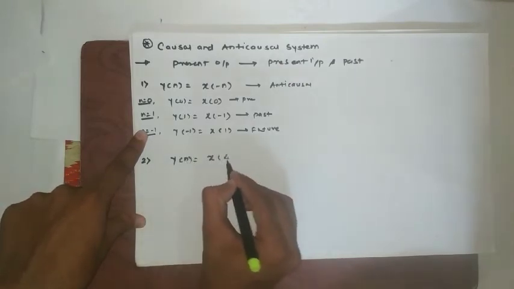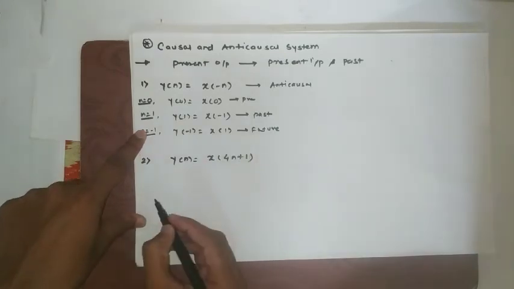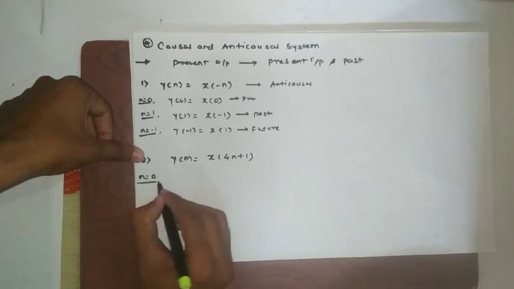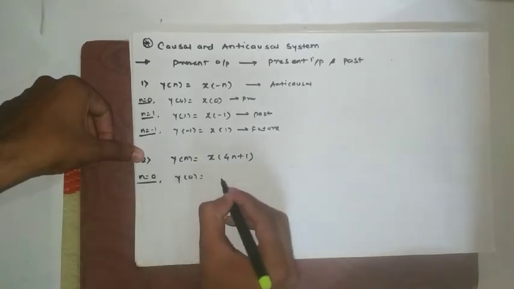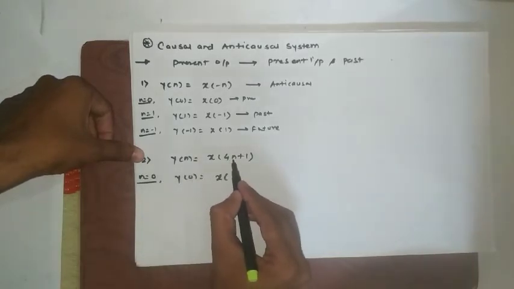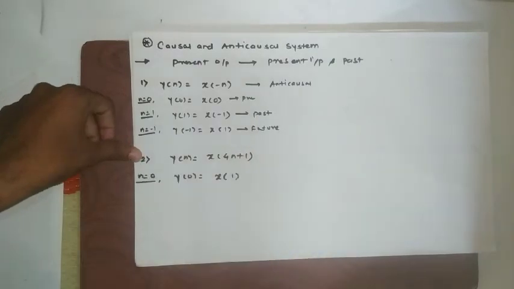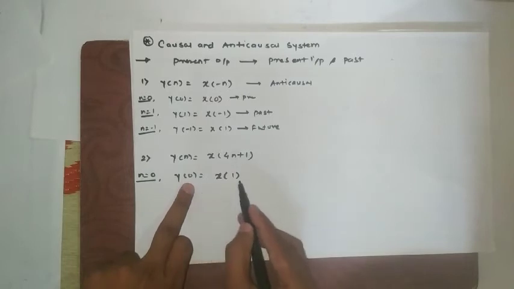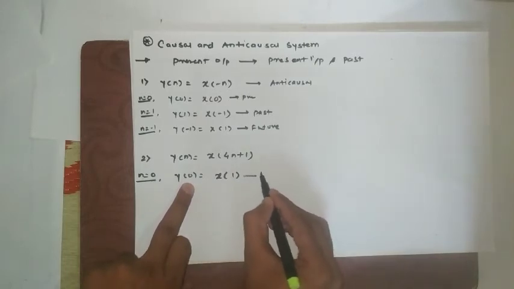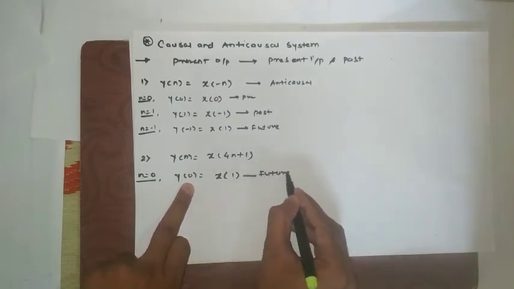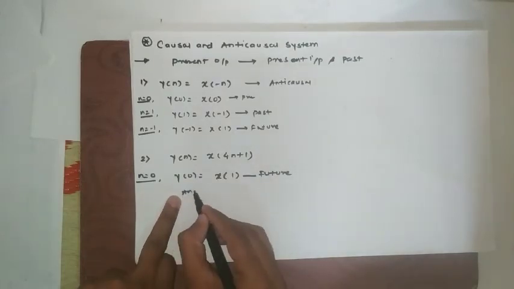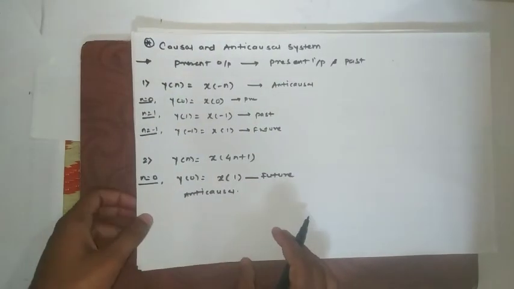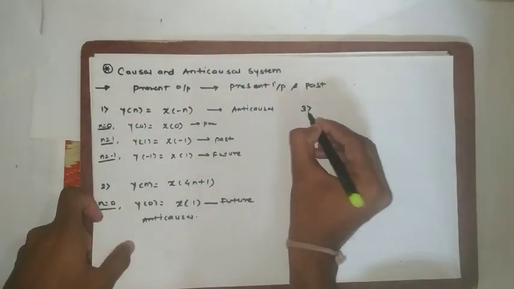Similarly, if I come across the second example, we have y(n) = x(4n + 1). Let us consider the first value. At n = 0 we get y(0) = x(4·0 + 1) = x(1). Now this tells us whether it is causal or anti-causal. y(0) depends upon x(1), that is a future value. So definitely this is an anti-causal system. We'll see a few more examples.